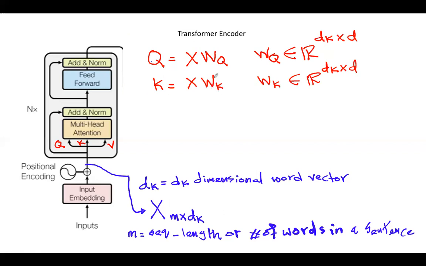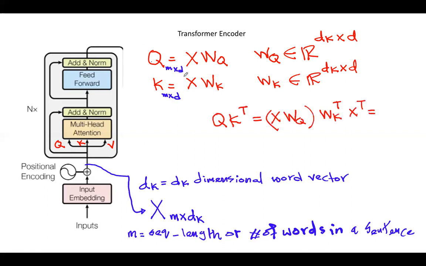So the dimensionality of WK is the same as the dimensionality of WQ. It's dk by d, projecting a dk-dimensional feature vector to a potentially lower-dimensional d-dimensional feature vector. The end result of this matrix multiplication is Q and K, and their dimensionality is m by d, as you can imagine. So for each of the m words, each row, each word is now represented by a d-dimensional feature vector.